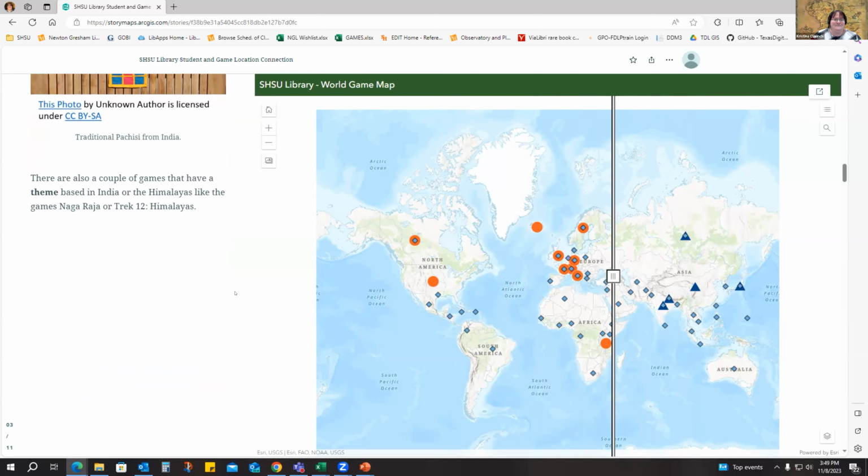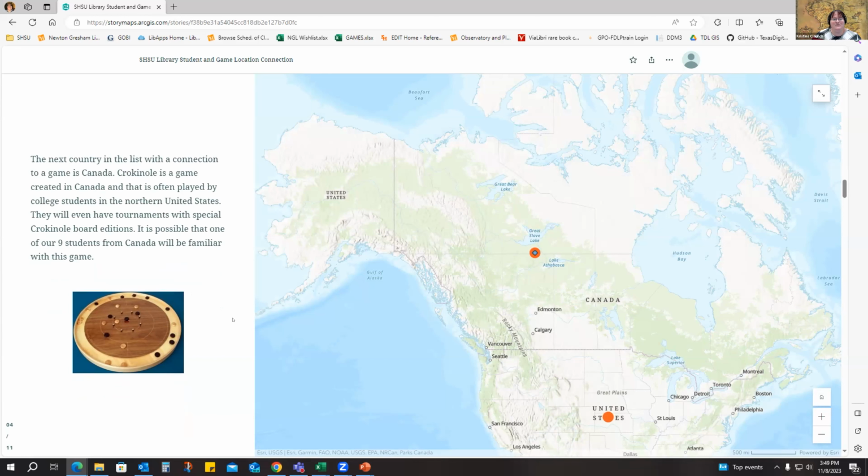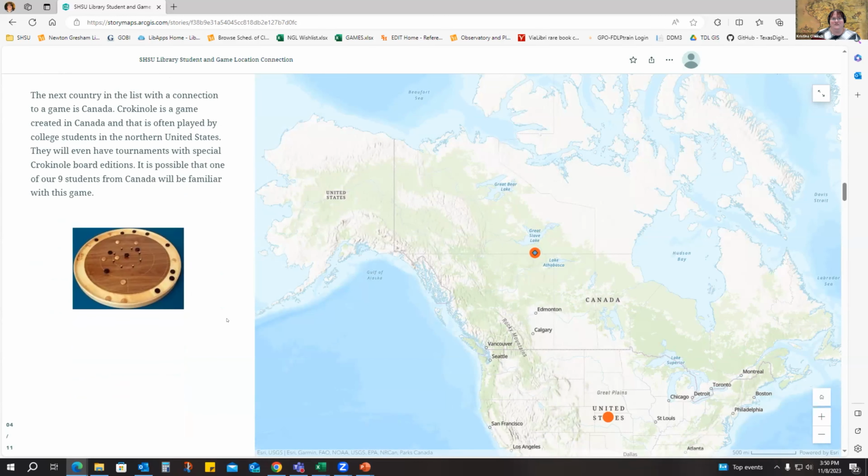All right. So the next one that was highest in the list that I decided to look at was Canada. We have 9 students from there, at least identified from there. And one of the games that's very popular is Crokinole. However, Crokinole isn't known here at all, but it is more known in the northern states of the United States, and there are actually even entire tournaments done with Crokinole.